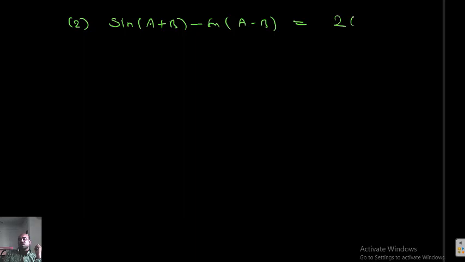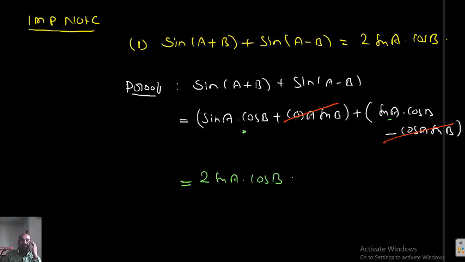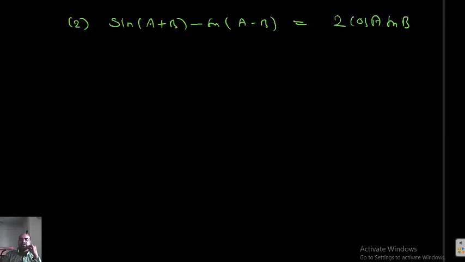Note 2, students, I want to write on the next page. Sin of (A plus B) minus sin of (A minus B) equals 2 cos A sin B. Observe the difference between these two formulae. Sin of (A plus B) plus sin of (A minus B) gives 2 sin first, next cos. Here, sin of (A plus B) minus sin of (A minus B) gives cos first: 2 cos A sin B. Proof.